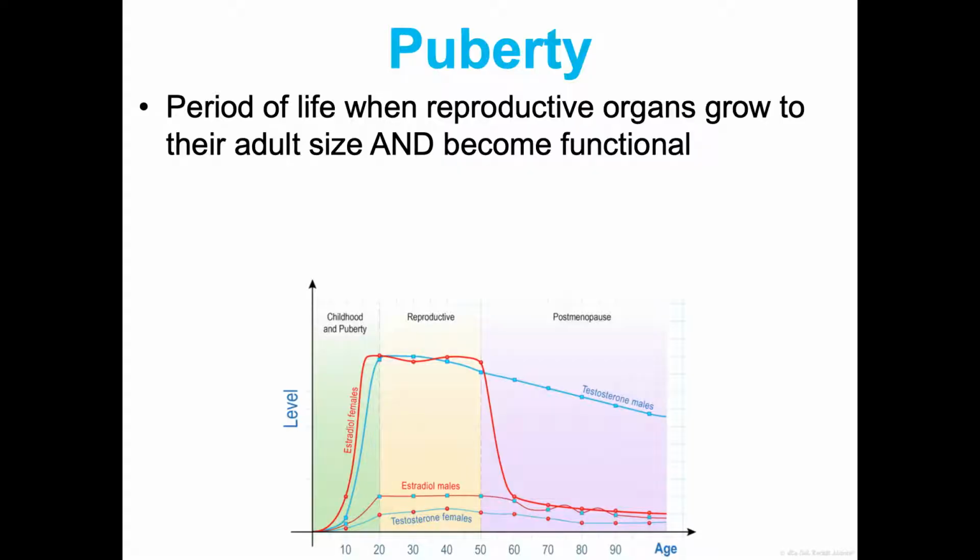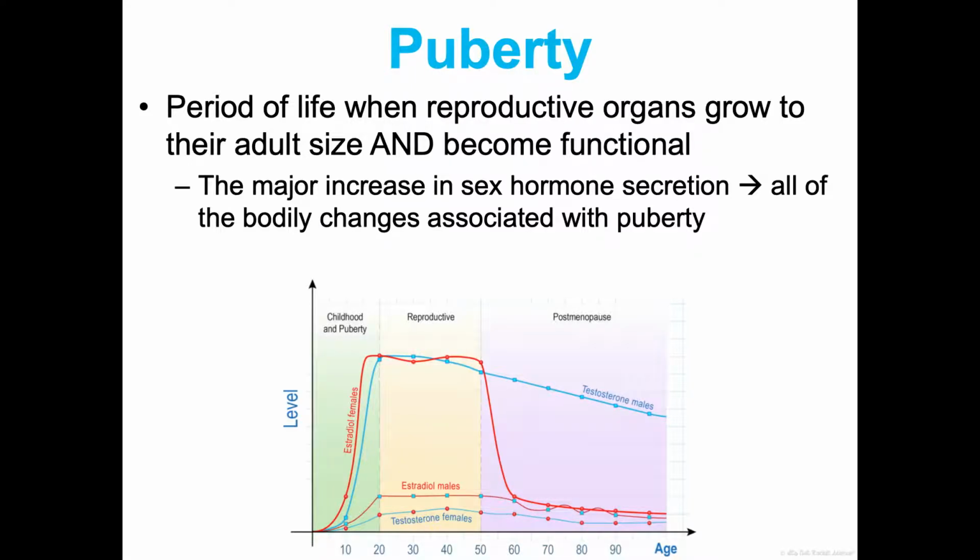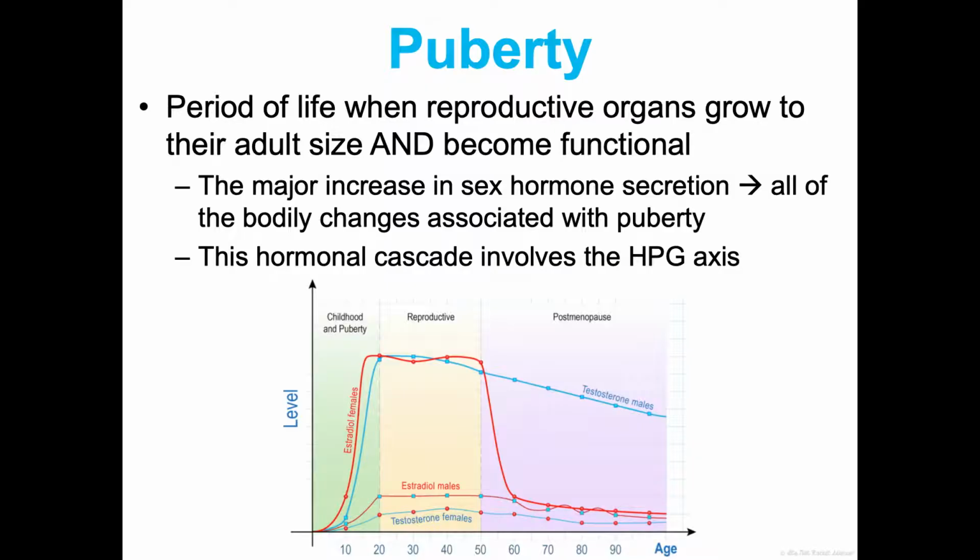So they're not just getting bigger, they're also getting to the place where they can actually do something. So a major increase in sex hormone secretion is happening during this time. And that's what creates all of the bodily changes associated with puberty, because of this massive hormonal cascade. And it involves something called the HPG axis. We've talked about axes before in terms of hormones, so we'll get to that.